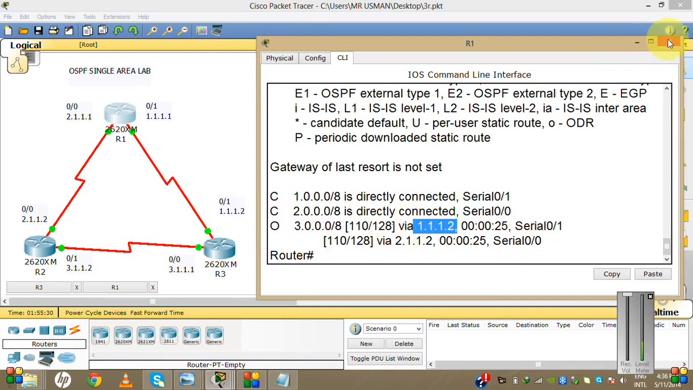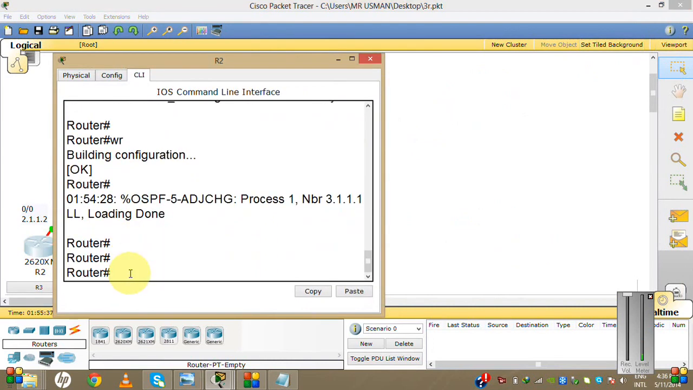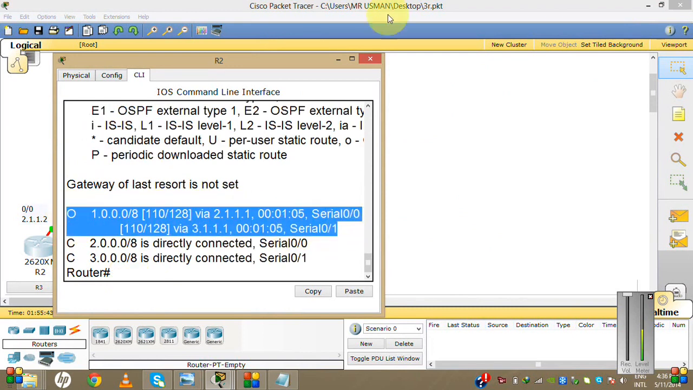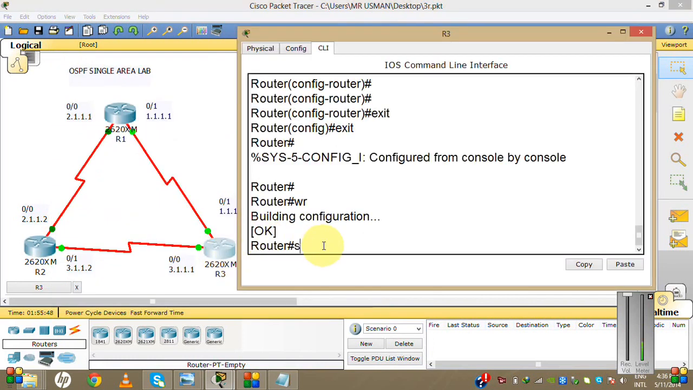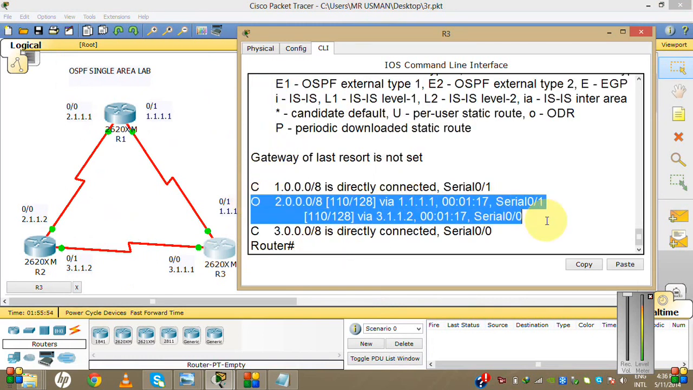Okay, now next router. Show ip route. You can see the third route is advertised here. Similarly on the third router, show ip route, and the third route is advertised here.